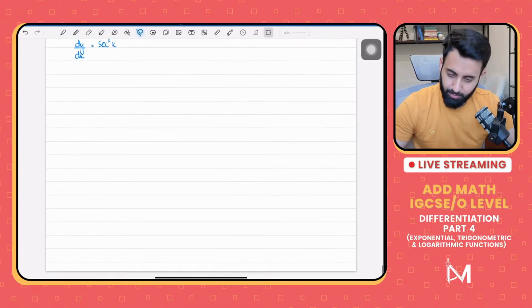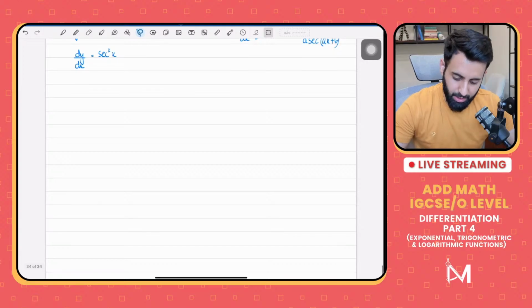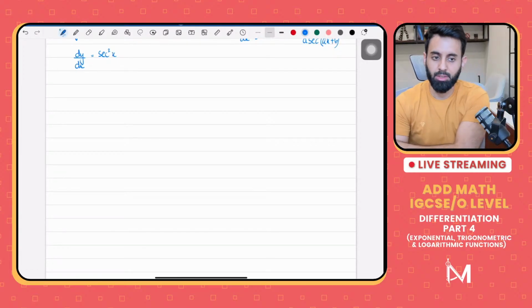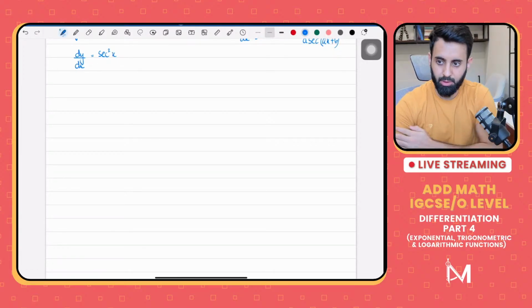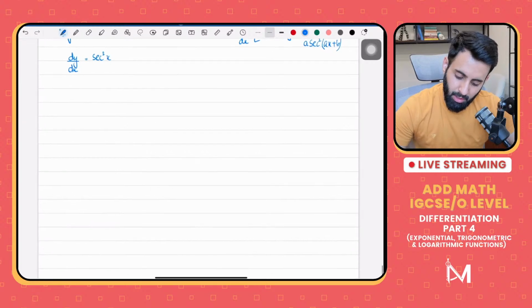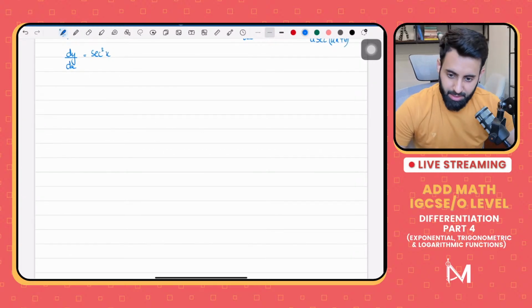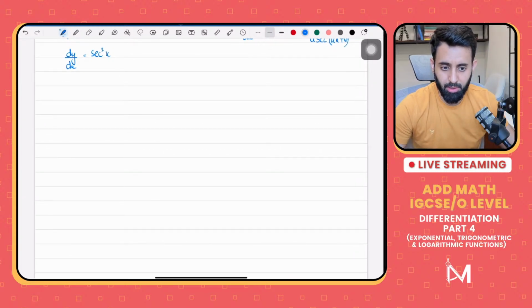ठीक है? Now, let's look at trigonometric functions with power. Okay, so this is also part of your syllabus. That is, maybe you have to differentiate sine square, maybe you have to differentiate cos square. What do you do in that case? ठीक है, तो इस तरह के questions भी हमारे syllabus में हैं. So let's have a look at that.